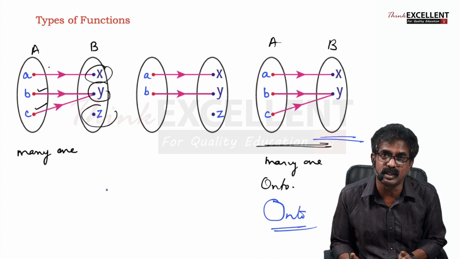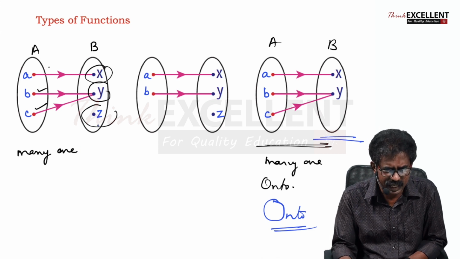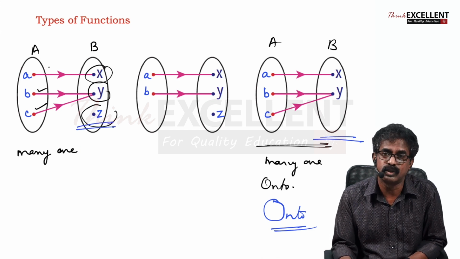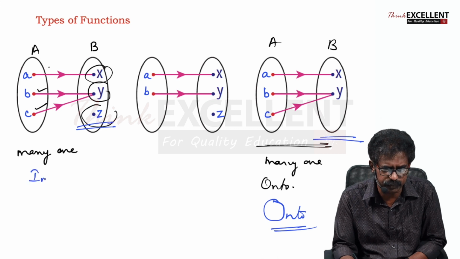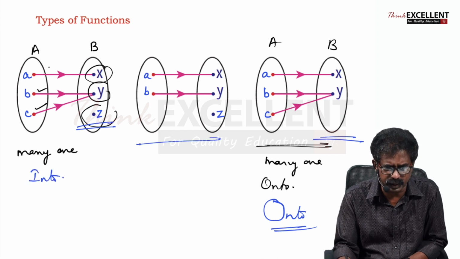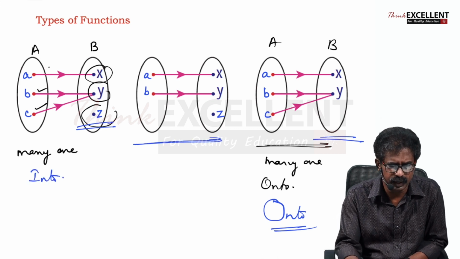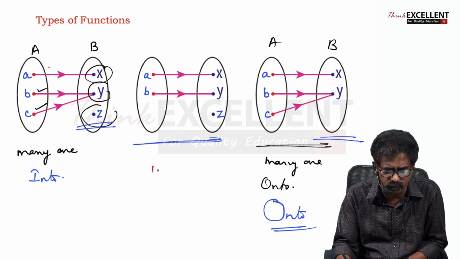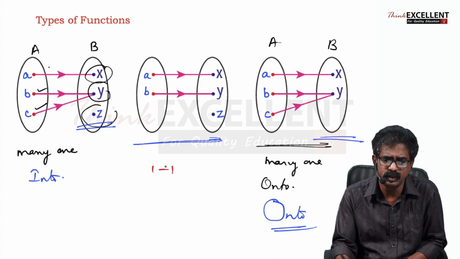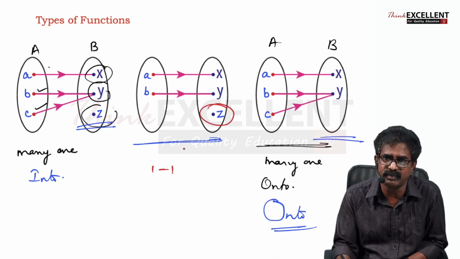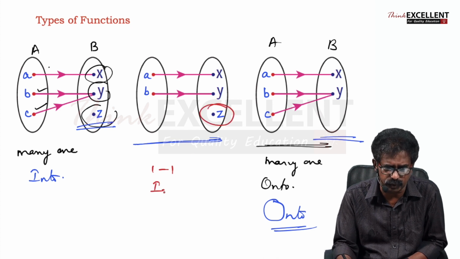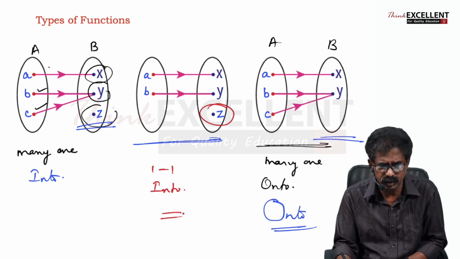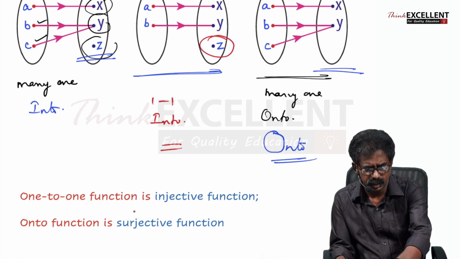If it is not onto, it is what? Into function. In the first diagram, some element is left out, so it is not onto, it is into. Now the second one you can say very easily. Second diagram, is it one-one or many-one? One-one. It is a one-one function. Onto or into? It is not onto, some element is left out, right? So it is not onto. That means it is what? Into function.